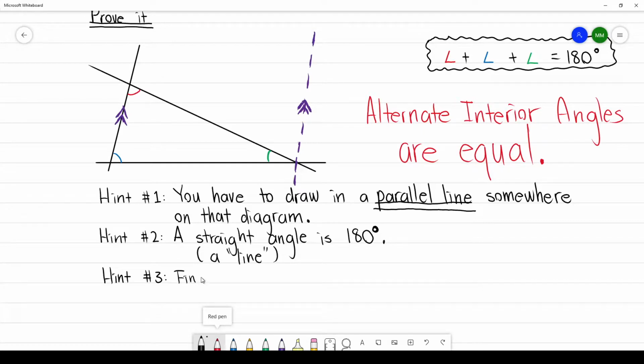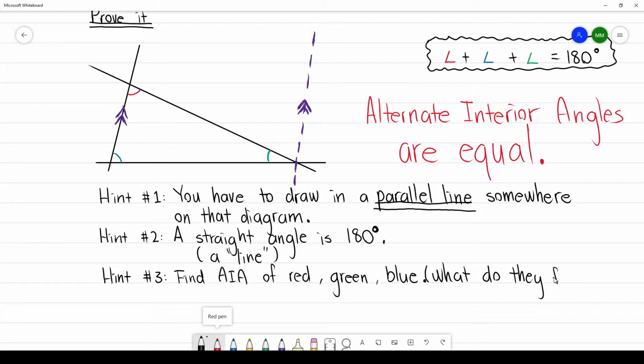Find alternate interior angles of red, green, blue. And what do they form? Okay?